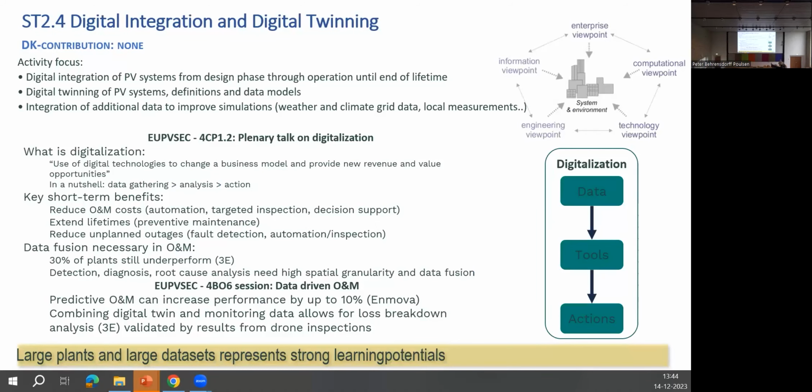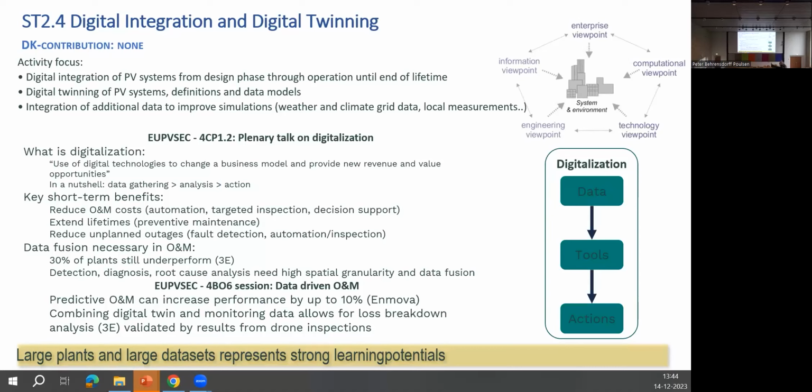Subtask 2.4, digital integration and digital twinning. There's no Danish participation in this subtask. The topics might be not so familiar for most of us, but basically it's about all the data that are available to ensure that they are made use of.